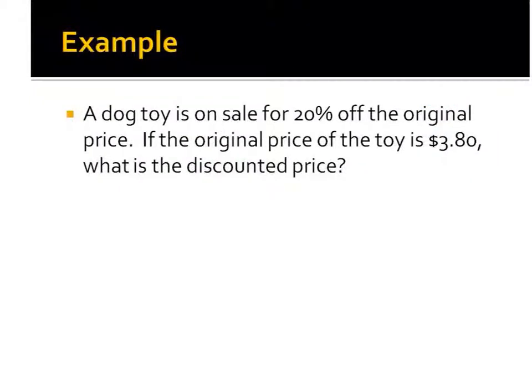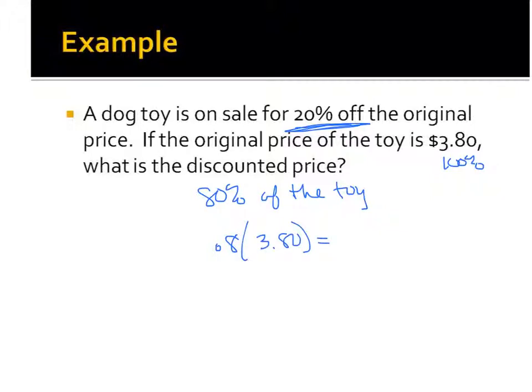So the last example for this video, dog toys on sale for 20% off the original price. If the original price is $3.80, what's the discount price? So the same thing is that we're going to pay 100% of the toy, but this time we're going to subtract 20%. So what percent are we paying? We're paying 80% of the toy. What does that look like? It looks like 0.8 times 3.80. So we're going to do 0.8 times 3.80 and get 3.04. That's what we're going to pay for the toy.